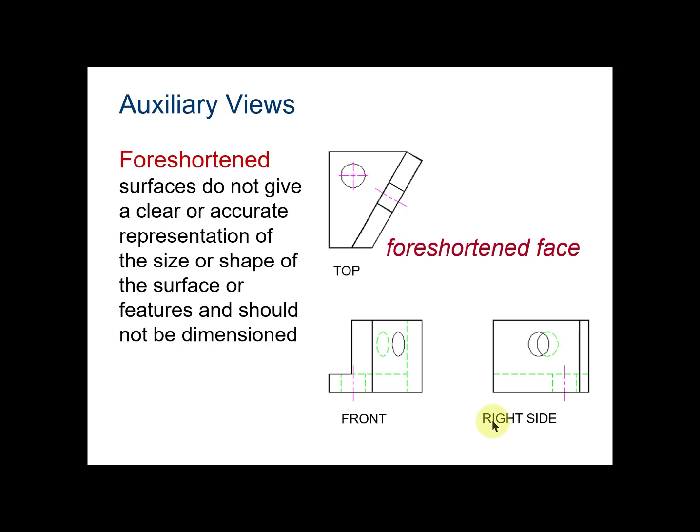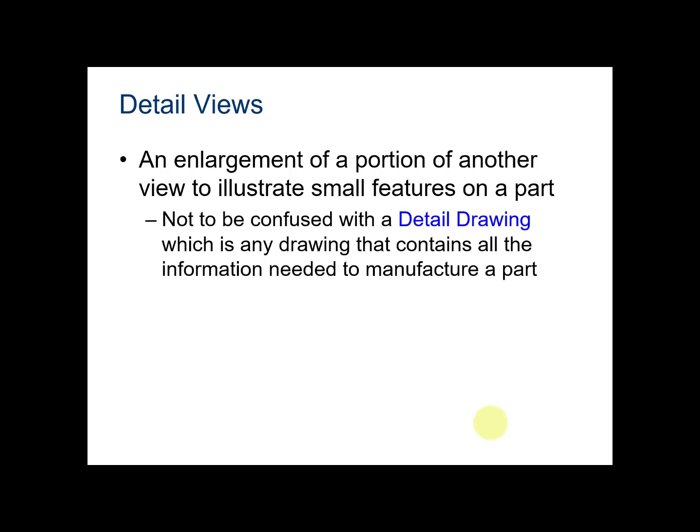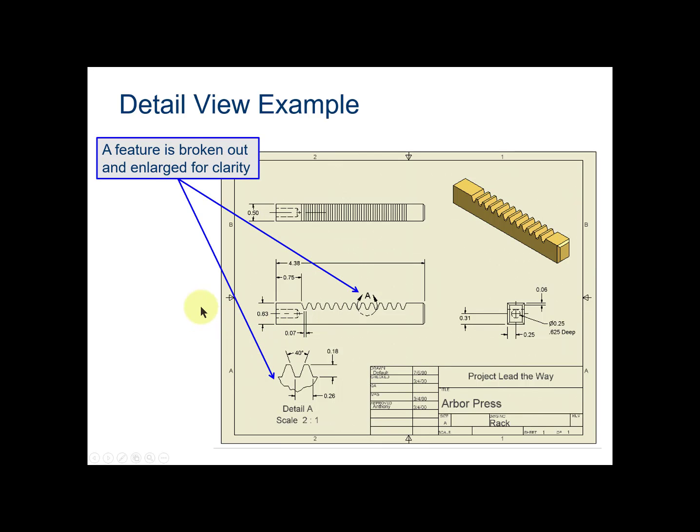Okay, we're going to skip these next views, and we're going to move on to a detail view. So this is an enlargement of a portion of another view to illustrate small features on a part. So what do we mean by that? Well, here's an example. Say we've got what is called a rack gear, R-A-C-K, and we've got a front view here, a right view here, top view, isometric. You can see that if you wanted to get down and dimension these teeth here, you're going to have a hard time with this view.